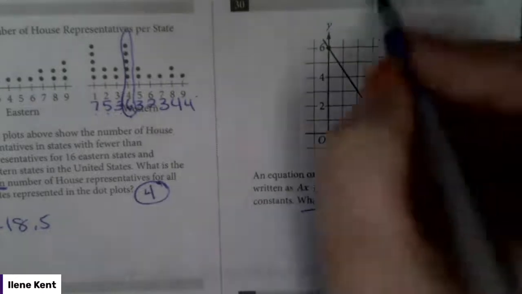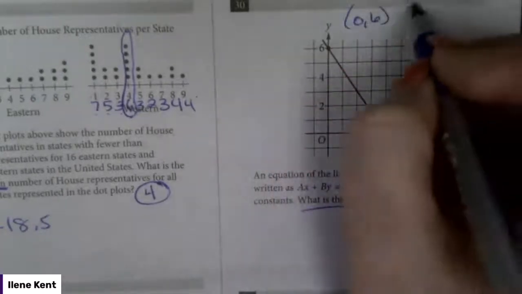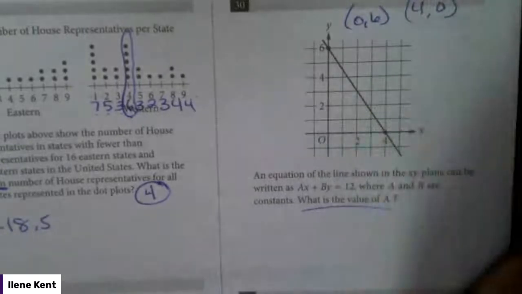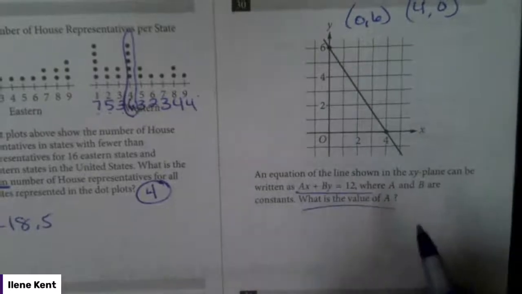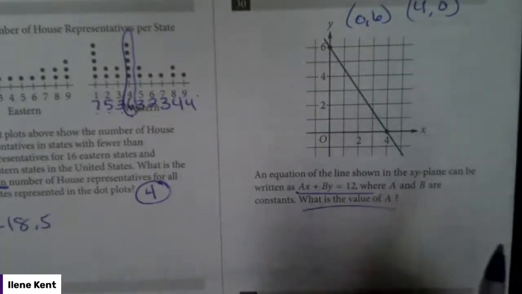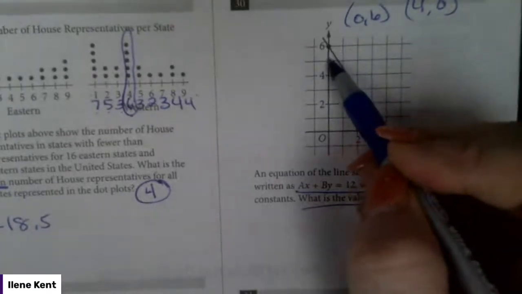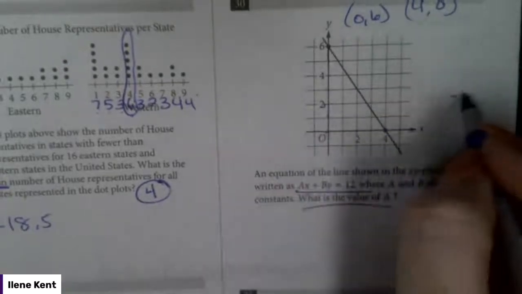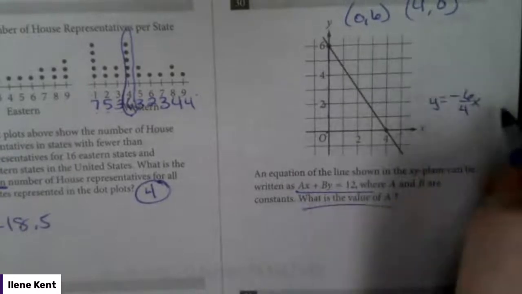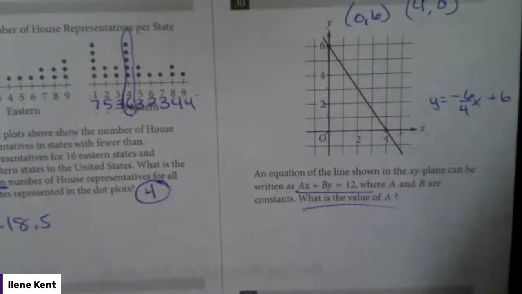it looks like we have some points. We have (0, 6). We have (4, 0). Well, if I plug those into my equation, I think I can solve it and say the slope is going to be down 1, 2, 3, 4, 5, 6 over 4, so negative 6 over 4 x, and we know that the intercept is positive 6. So we're just taking that and putting it back into standard form.